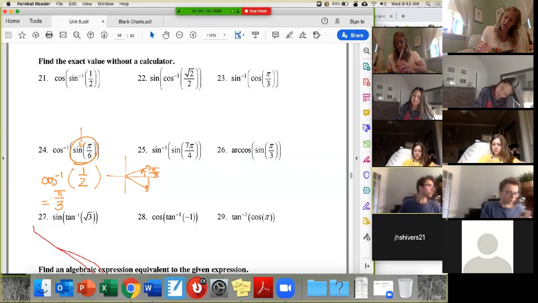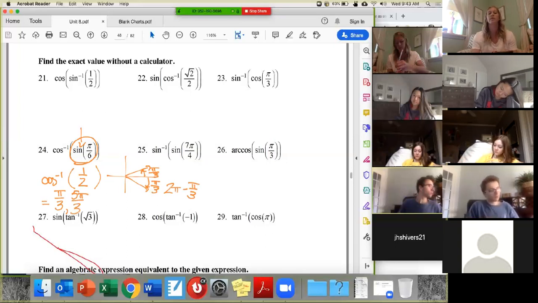I'm then going to use the pi over 3 reference angle in quadrant 4. Anyone remember what that is? Pi over 3 backwards from 2 pi. Oh, it's positive x. So thinking pi minus pi over 3. 5 pi over 3. Okay, so these work from the inside out.